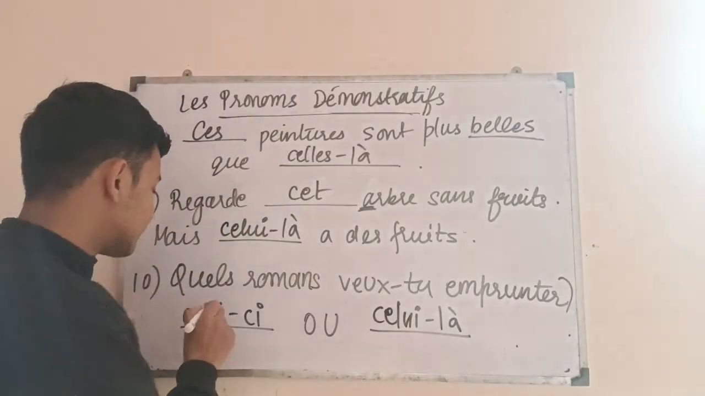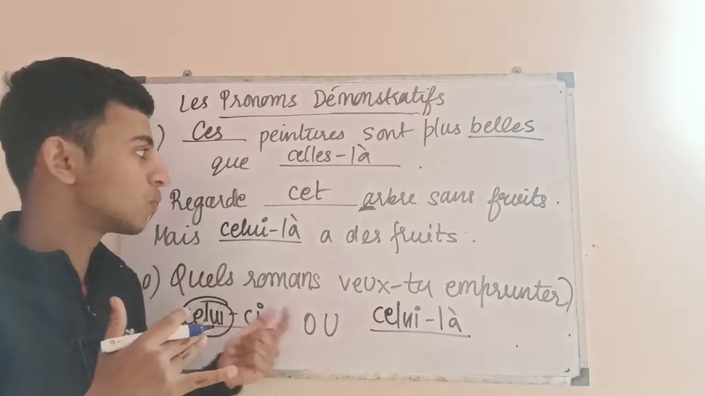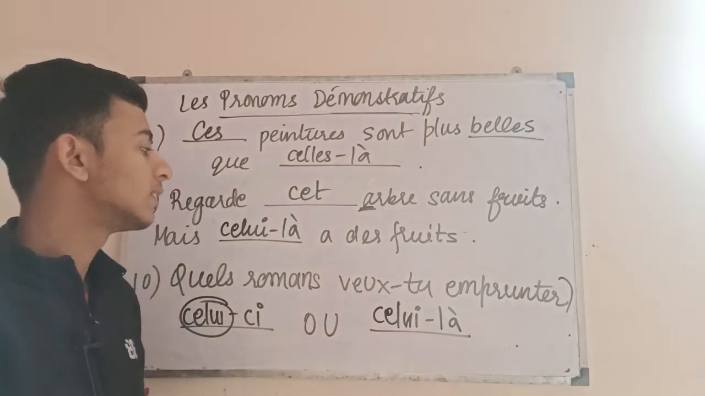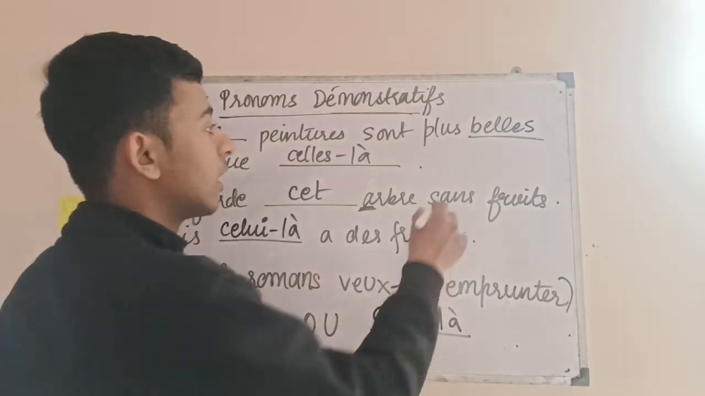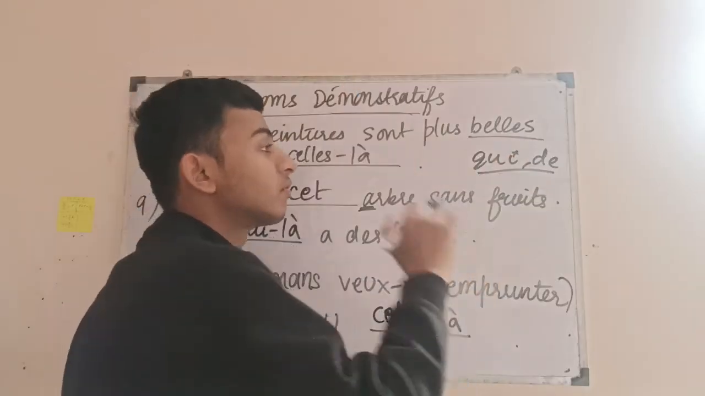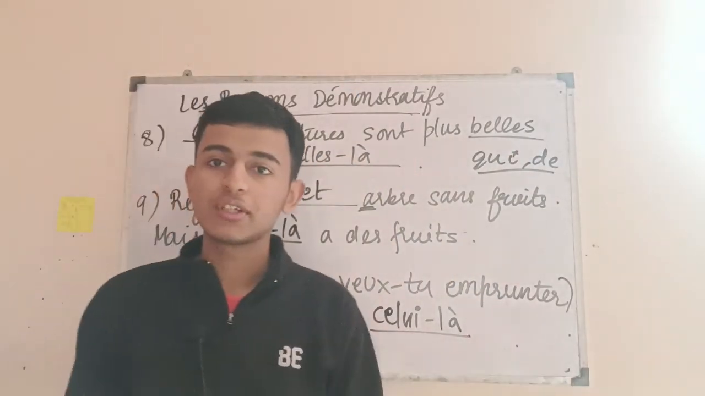We are adding celui instead of ceux because you cannot take many novels in a row. You usually take one novel at a time. And that's why CBSE's answer key also gives only celui-ci and celui-là. Remember, before qui, que, or anything like that, you don't have to use ci and là. I hope it's clear. And with this, we finished Les Pronoms Démonstratifs.